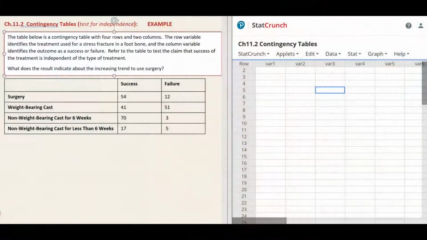Let's take a look at the following example that is presented as a contingency table with 4 rows and 2 columns. The row variable identifies the treatment used for stress fracture in a foot bone, and the column variable identifies the effectiveness of the outcome as success or failure. We're going to test the claim that success of the treatment is independent of the type of the treatment.